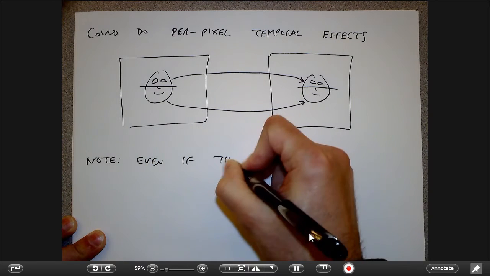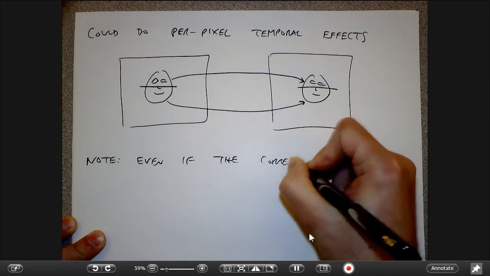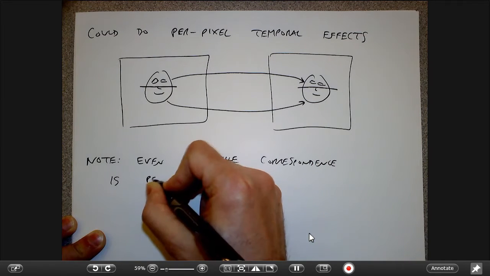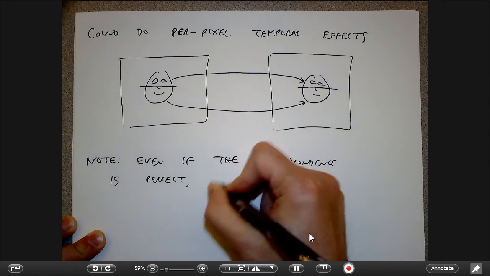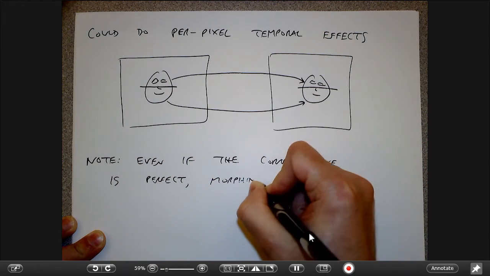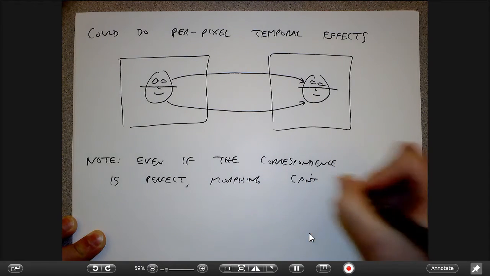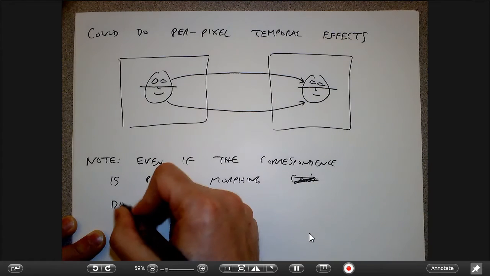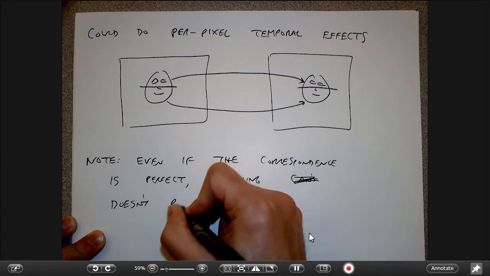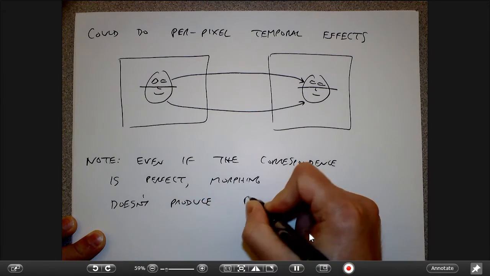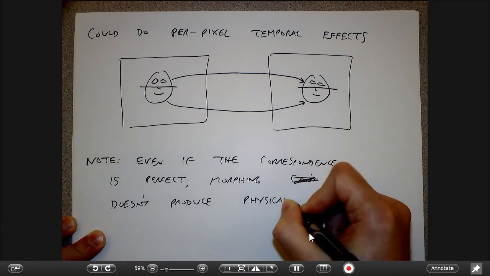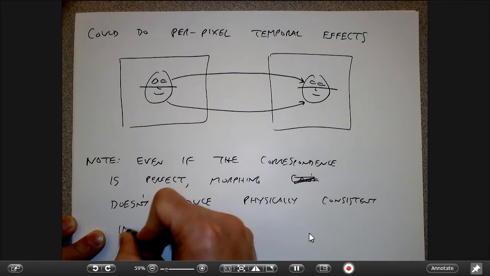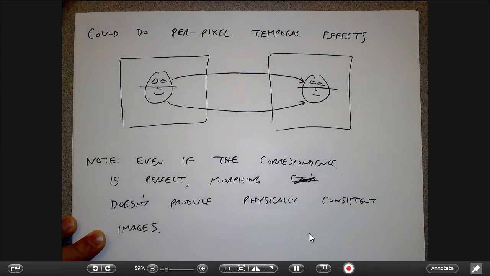Even if the correspondence is perfect, morphing can't or doesn't produce physically consistent images. So what do I mean by that?